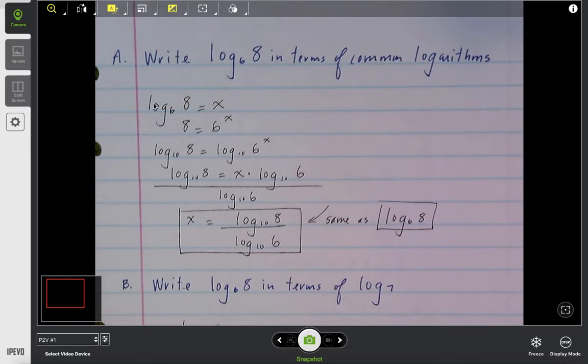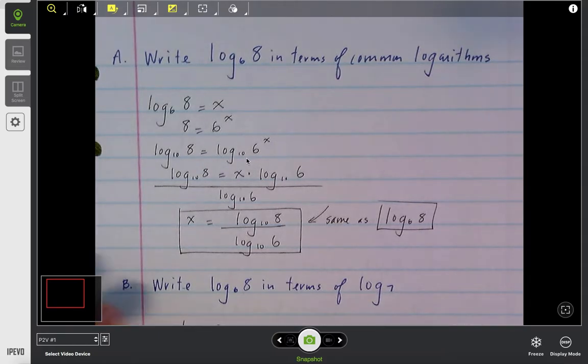So I write that log base 6 of 8 is equal to some unknown value. I then rewrite it as an exponential equation. This outcome of 8 is equal to the base of 6 raised to the x. I find the common logarithm of both sides, and then I start using my logarithmic properties such that log base 10 of 6 is a power being raised to another power, which turns into multiplication.